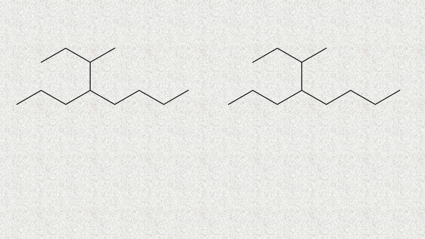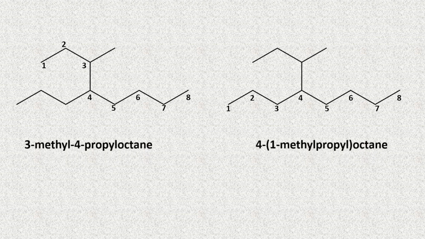The numbering can be carried out both ways. However, the first way is preferable, as the branching of the substituent should be avoided as much as possible. Hence, its preferable IUPAC nomenclature is 3-methyl-4-propyl octane, not 4-(1-methyl-propyl) octane.